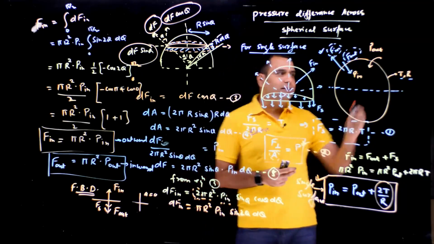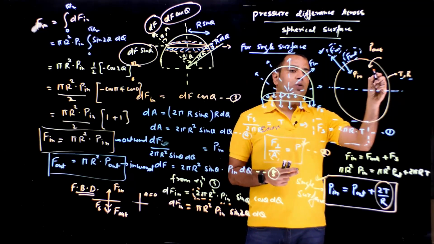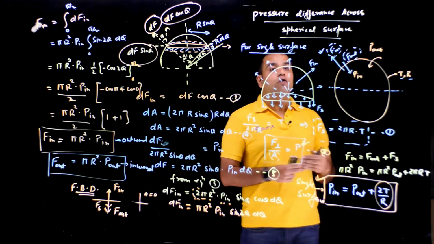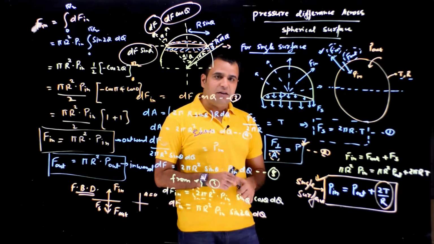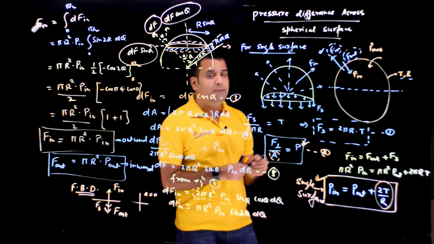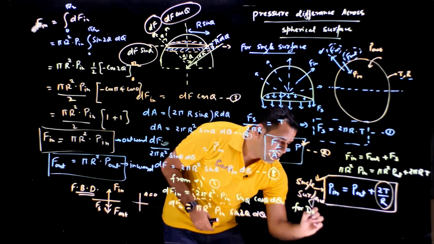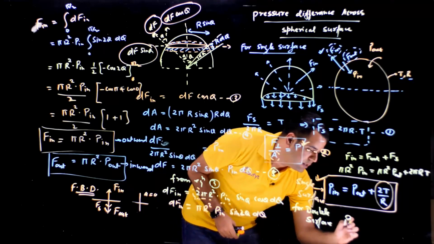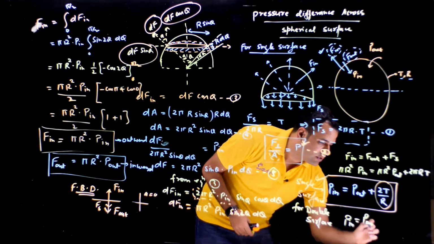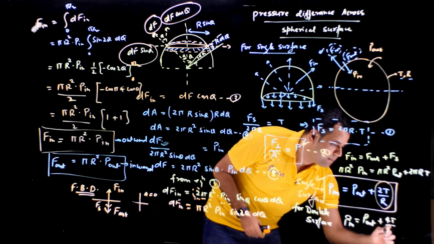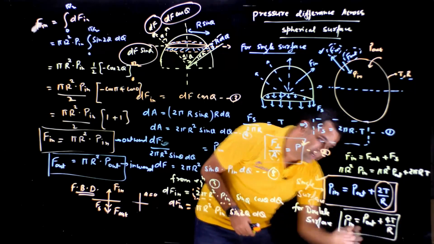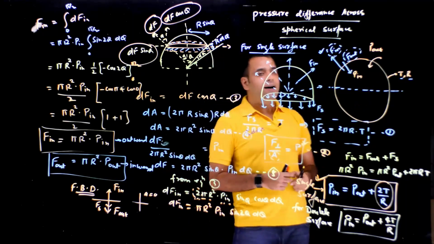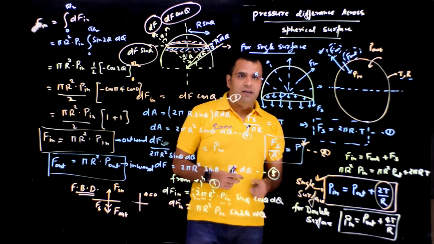If there are two surfaces, one time when you cross, the pressure difference will be 2T by R, and the next time when you cross, the pressure difference will be another 2T by R, and that will make it 4T by R. So for the single surface this is the formula, and for a double surface having the same radius, the relationship will be P in is equal to P out plus 4T by R. But in this case, the radii have to be the same. If the radii are not the same, then it will be 2T by R1 plus 2T by R2.